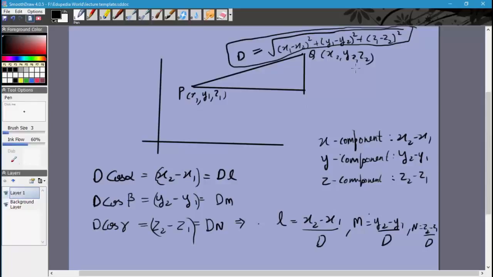In the next video, we'll learn how to write the equation of a line in three-dimensional space.